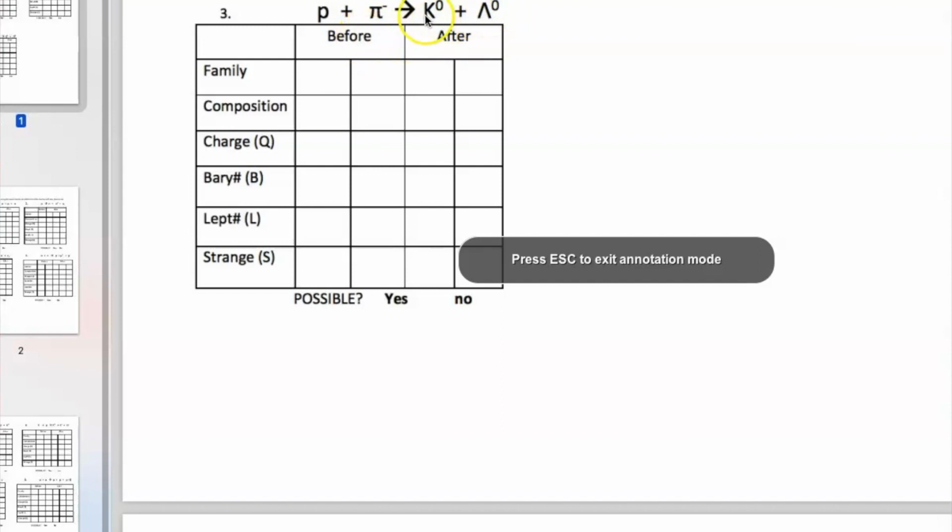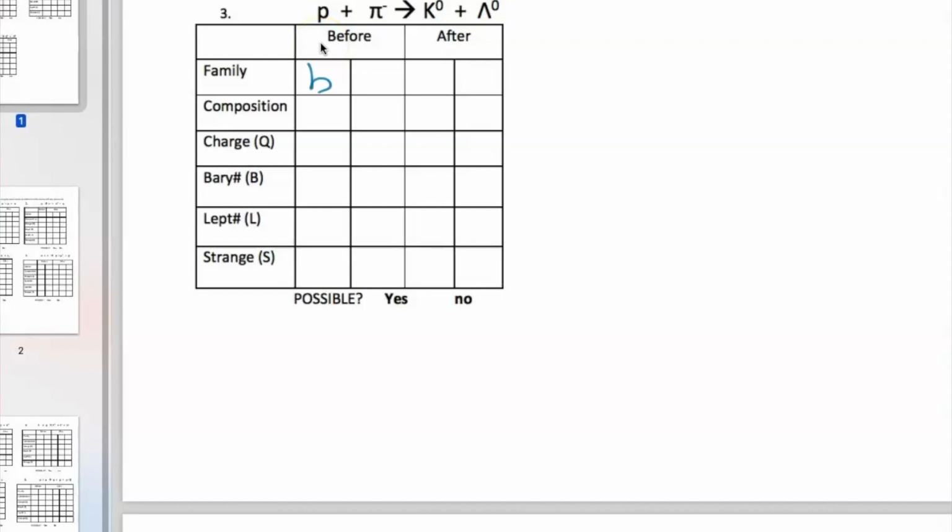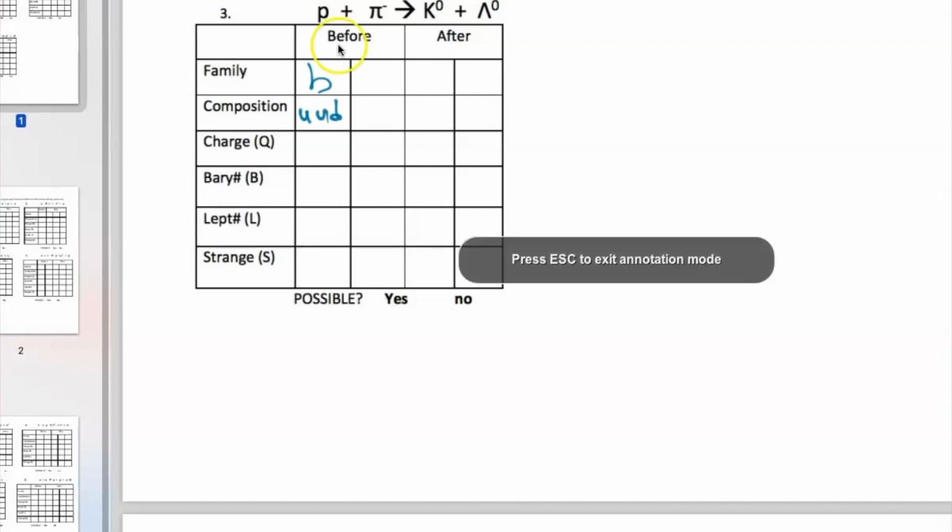I know these are mesons, but I'm going to have to double check on their composition. So I'm going to look in the worksheet that we already filled out. And if it wasn't listed in that worksheet, you could Google them and figure out what their quark composition was. But a proton, I know that is a baryon because it is made up of up, up, down, so 3 quarks. A pion is a meson.